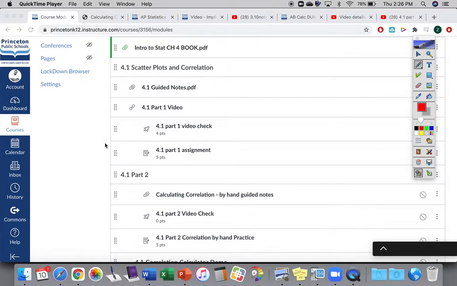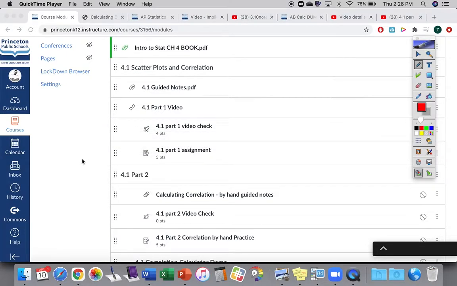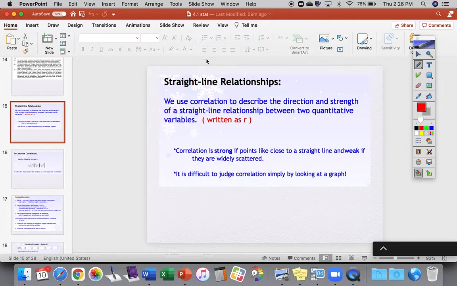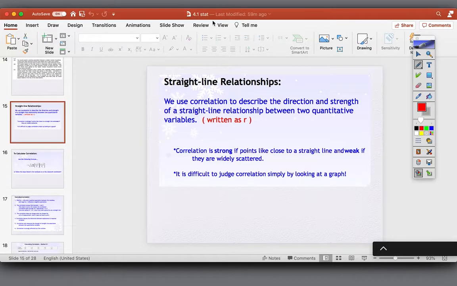All right, in today's video, we're going to finish section 1 of chapter 4. So I just want to recap where we are. These 4.1 guided notes, we're going to start here. So make sure you still have those 4.1 guided notes open or out. And secondly, we're going to do this calculating correlation by hand guided notes. So you want to have both of these documents open for today's section as we're going to cover both of them. So starting with our second half of the lesson right now, straight line relationships.